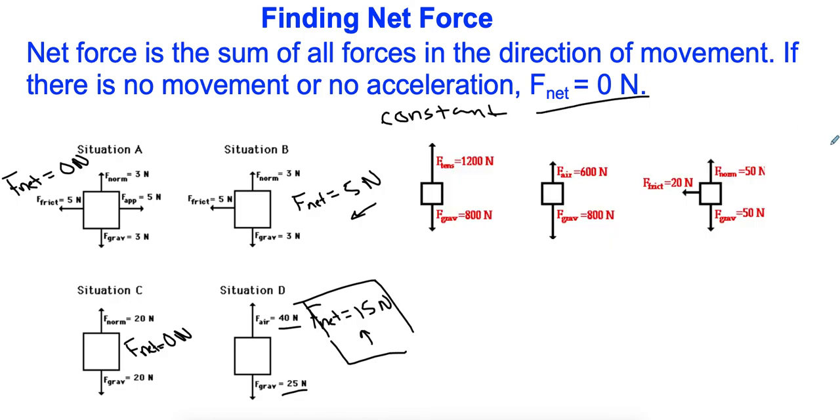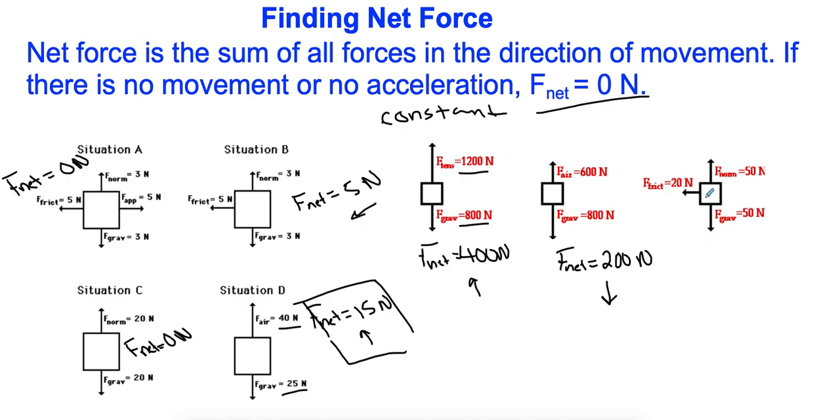Okay, let's look at a few other examples here. Now we have gravity and tension. Tension is another force that we can look at. So what's the net force here? Pretty simple again. We have up and down. So 1200 minus 800, we get 400 newtons up. Here we have air resistance, and here we have gravity. So this one we have 600 newtons, 800 newtons. So net force here is 200 newtons down.